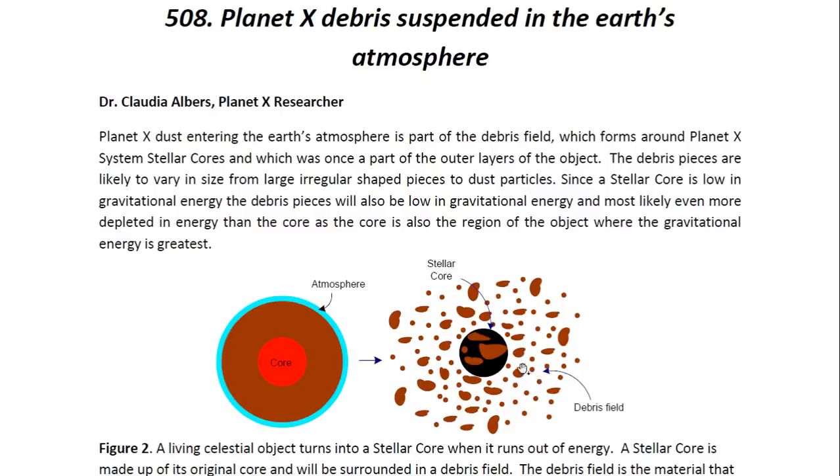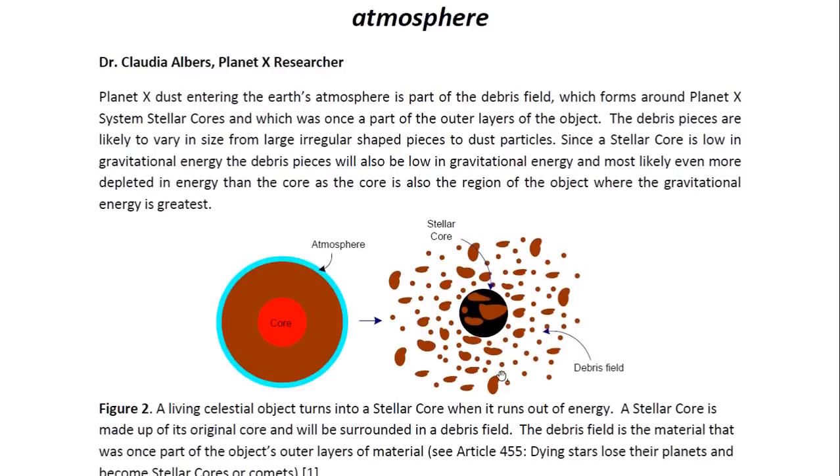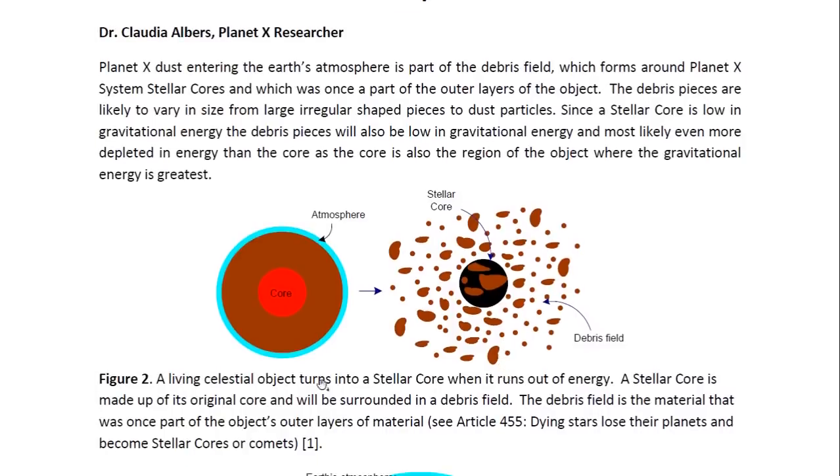Since the stellar core is low in gravitational energy, the debris pieces will also be low in gravitational energy and most likely even more depleted in energy than the core, as the core is also the region of the object where the gravitational energy is greatest.